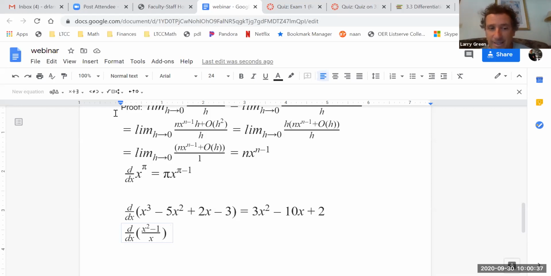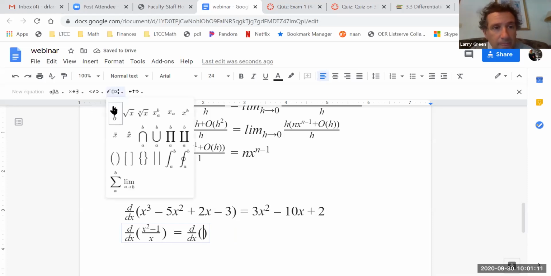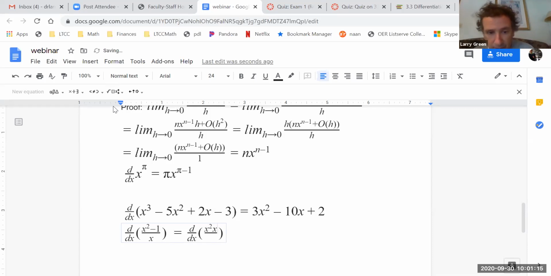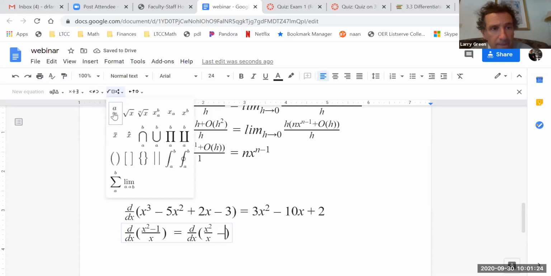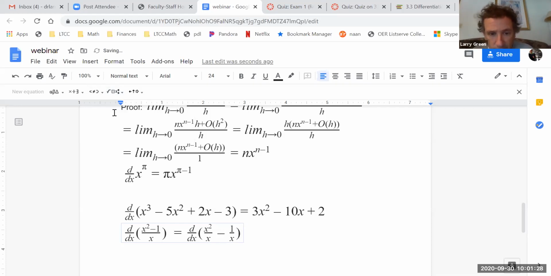But you could do a rule of algebra. What's the rule of algebra when there's a subtraction in the numerator, but there's no subtraction or addition in the denominator? Do you know the rule of algebra? You can split them. So we can write this as d over dx of x squared over x minus 1 over x. Okay, that's an algebra rule. Doesn't mean you remember it, but that was something you learned in algebra. Now, what's x squared over x?